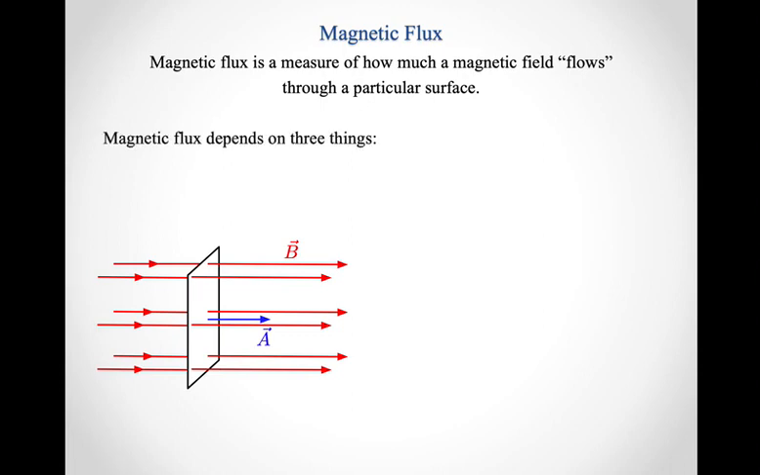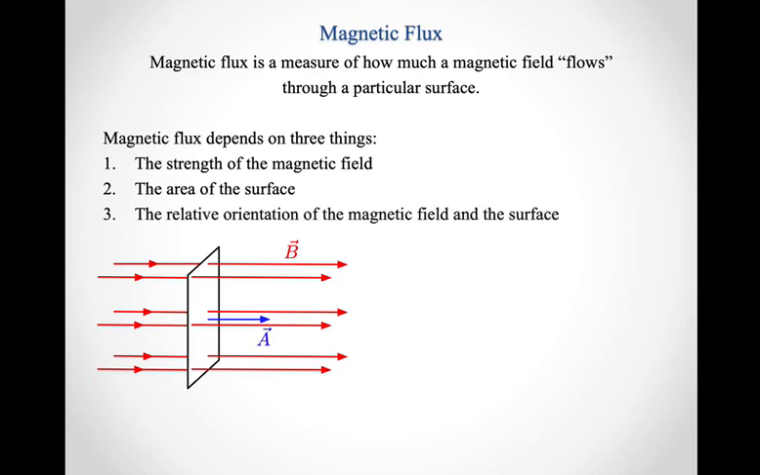And so I can think about the magnetic flux through this surface, and that's going to depend on three things. The first one is, what's the strength of the magnetic field? That should sound familiar. The second one, what's the area of the surface? Again, that should sound familiar. And the third one, what's the relative orientation of the magnetic field and the surface? So you can see that all three of these things that mattered in terms of thinking about how much air flows through a window also matter in terms of thinking about this new quantity called the magnetic flux.